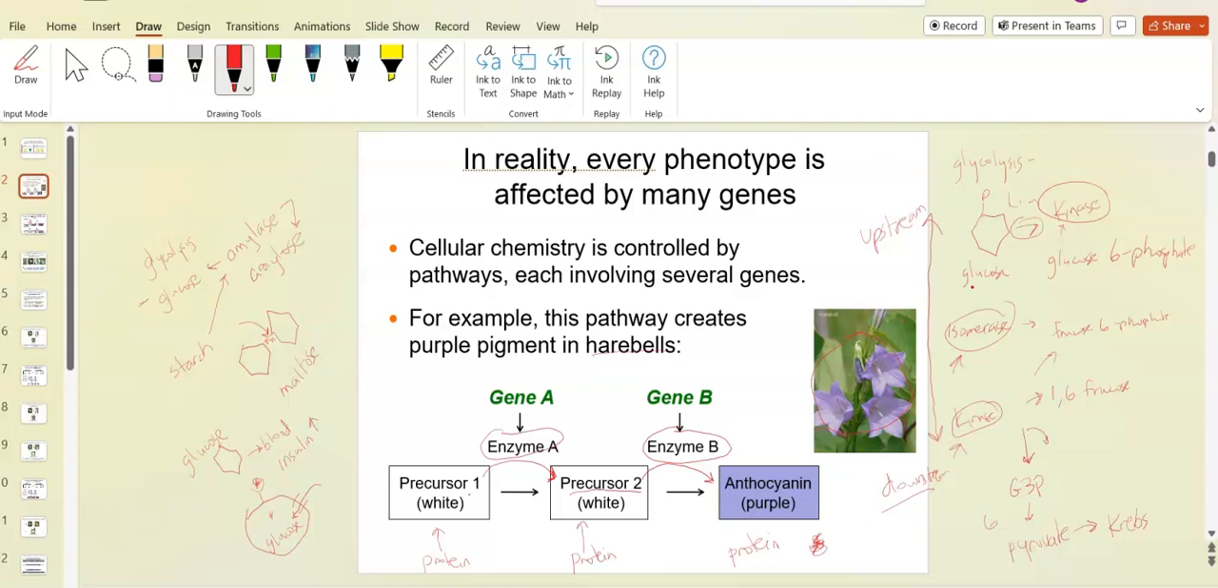And if this enzyme didn't work, then this wouldn't get made. And obviously, enzymes are very specific for what they react with. So this enzyme is only going to fit on precursor 1. This enzyme is only going to fit on precursor 2. So this enzyme cannot affect precursor 1, and this enzyme cannot affect precursor 2.